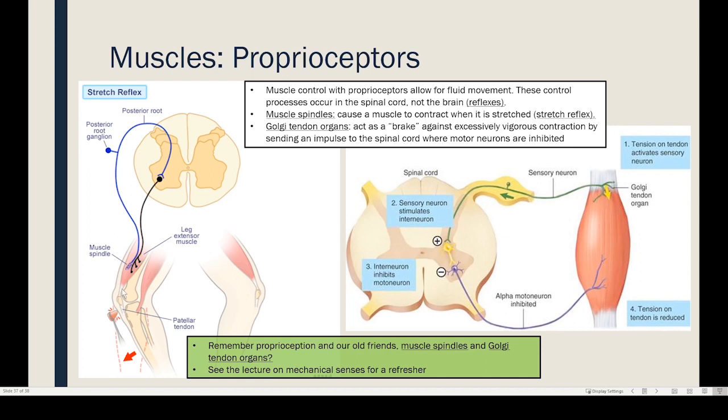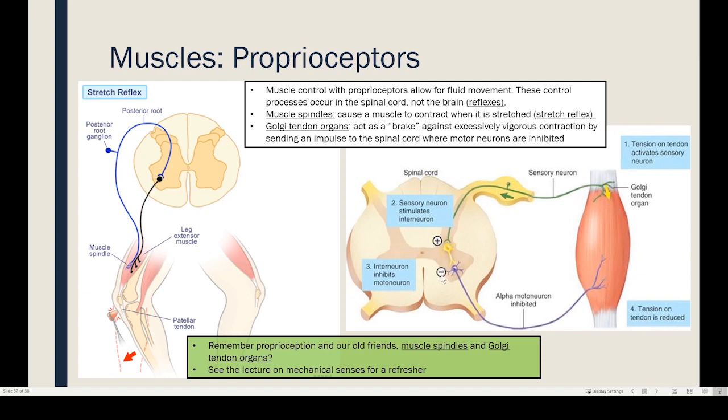So one place that we've seen the muscle spindles play a role in reflexes is in that patellar tendon reflex. So when the doctor hits your knee with the little hammer and it causes your knee to kick, that's handled by muscle spindles sending a signal into the spinal cord.